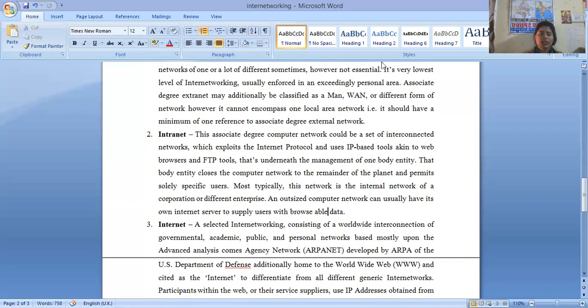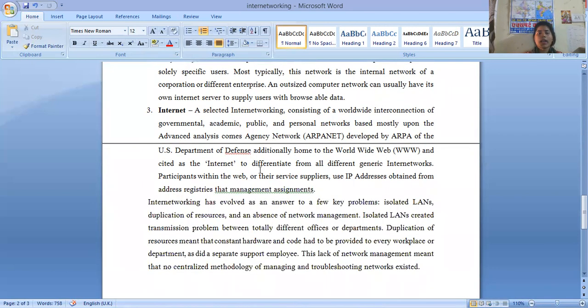Now if we talk about the internet, it is a specific internetworking consisting of the worldwide interconnection of governmental, academic, or private networks, which is based upon the Advanced Research Projects Agency network, ARPANET, developed by ARPA of the US Department of Defense. It is additionally home to the World Wide Web and is referred to as the Internet to differentiate it from the other generic internetworks. Participants in the internet use IP addresses which are obtained from address registries that manage assignment.